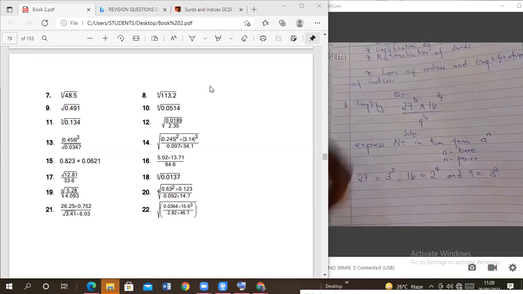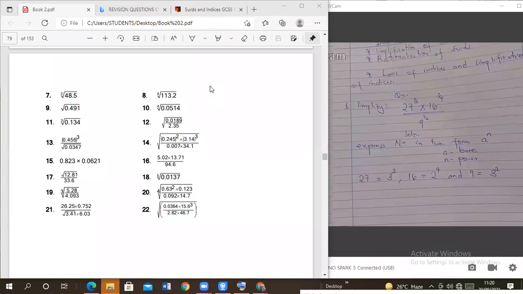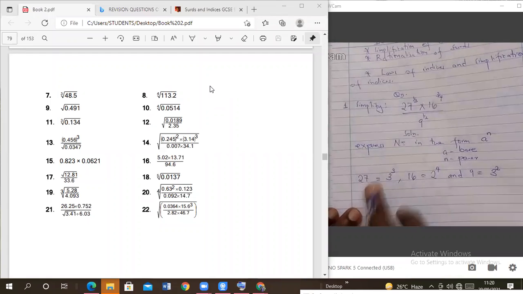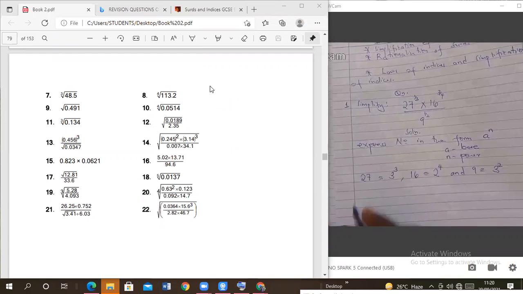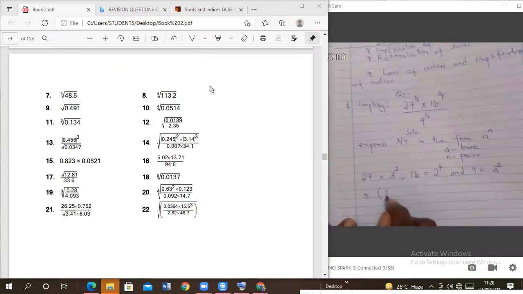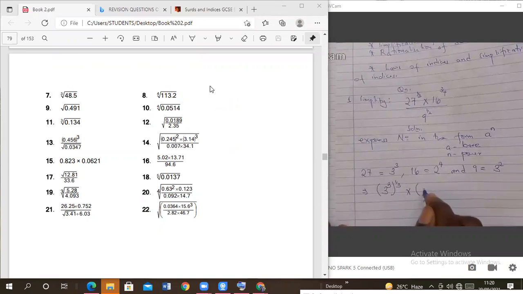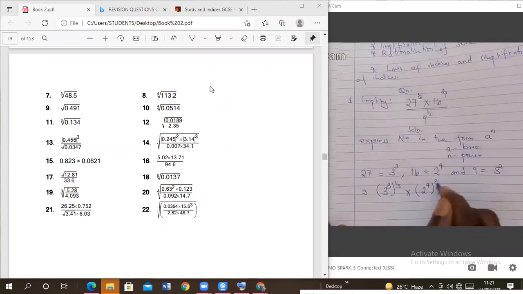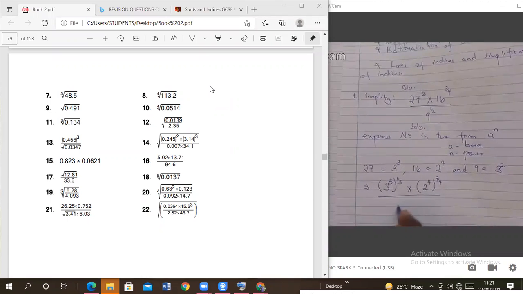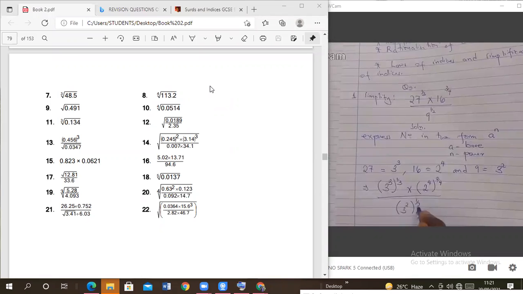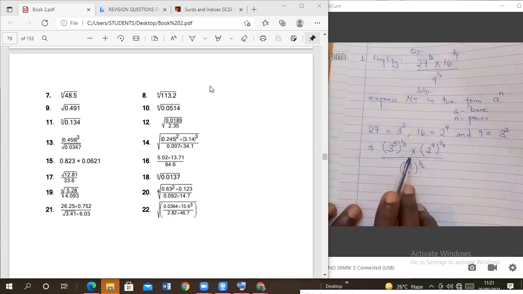Now we put them back. Why do we put it like that? Because indices deal with powers. We are expressing numbers in power form, index form or exponential form. Now we replace them back there. So our 27, which is 3 cubed, will be raised to the power a third. Open a bracket, 2 to the power 4, but raised to the power 3 over 4. Over 3 squared raised to the power a half.